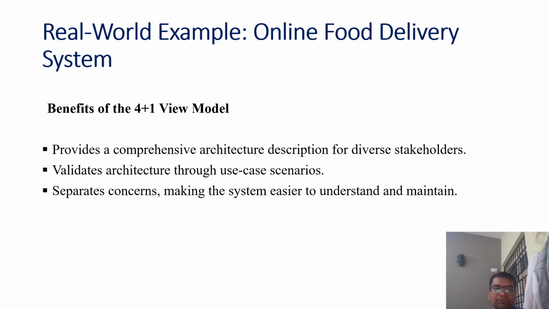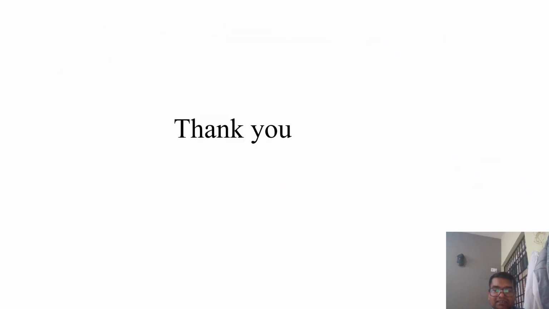Next is the benefit of the 4+1 view model: it provides a comprehensive architecture description for diverse stakeholders, validates the architecture through use case scenarios, and separates the concerns, making the system easier to understand and maintain.